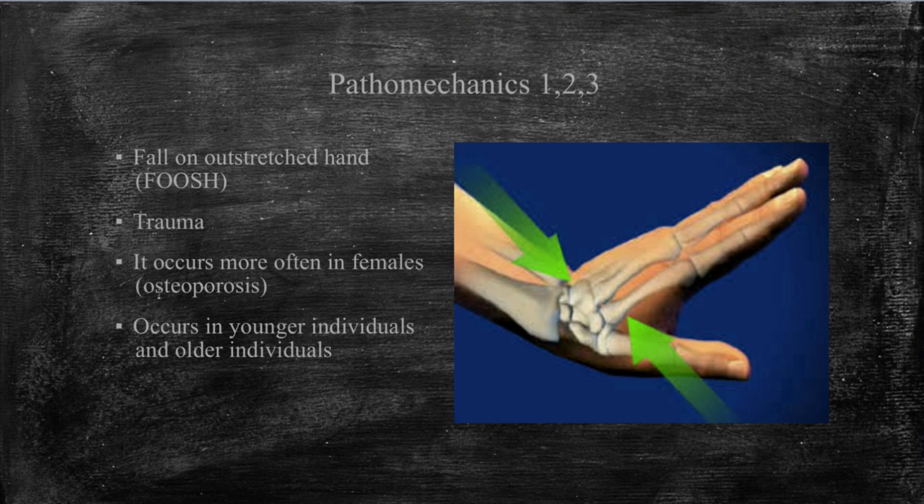mechanism of injury, and it is more common in women than men, and they happen in young adults and the older population more often. They happen in older women with osteoporosis, and then younger people, it takes more energy because their bones are stronger, and it's usually because of high impact trauma.